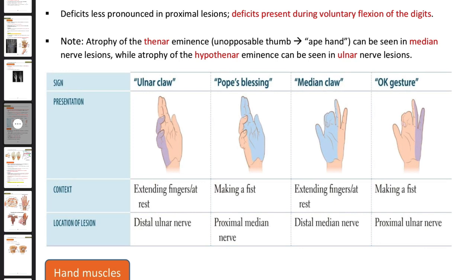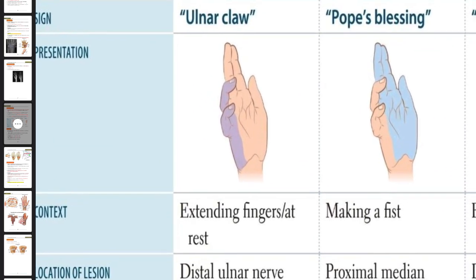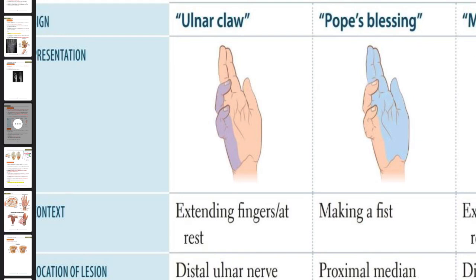Okay, so first we are discussing the ulnar claw. Ulnar claw means clawing at rest. If you look at this image, you can see the fingers like this. Ulnar claw happens with distal ulnar nerve injury. If any person has an ulnar nerve injury, then we can see ulnar claw, commonly at the wrist.